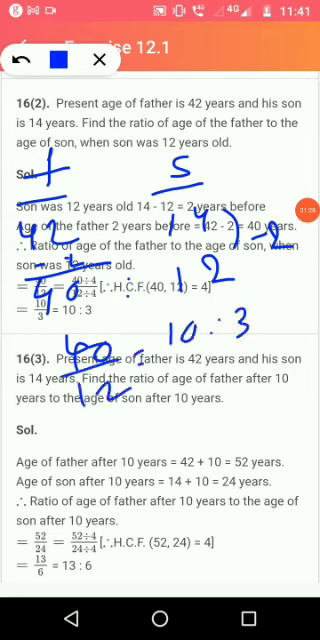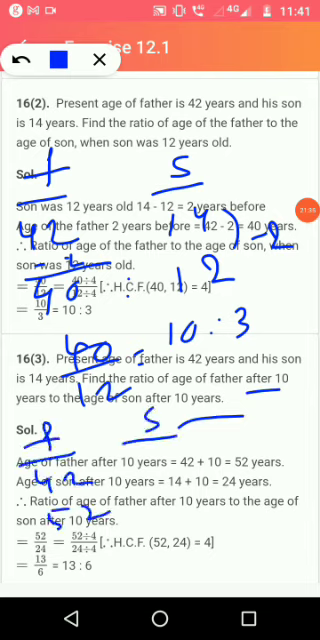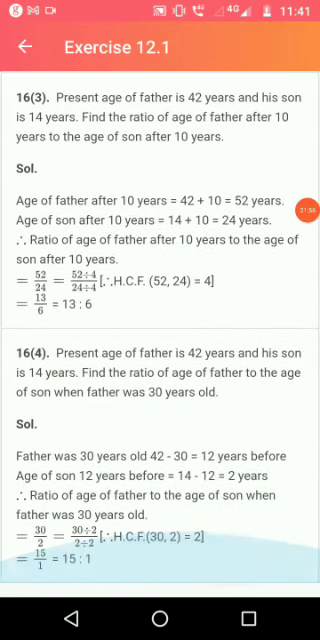Now, next is after 10 years. So father is 42, after 10 years will become 52. Son is 14, after 10 years will become 24. So find the ratio. It is 13:6. Alright. So, that's it. No, that's not it.